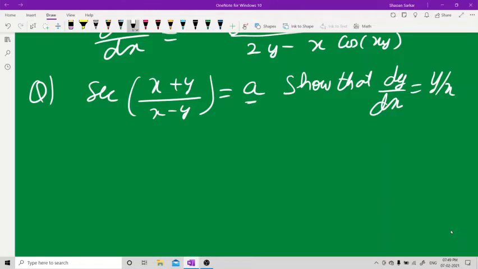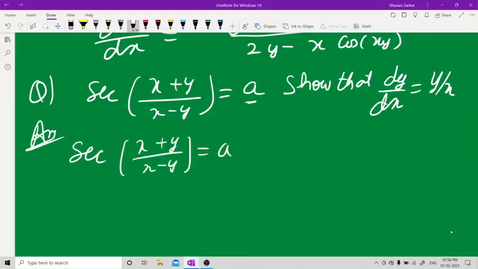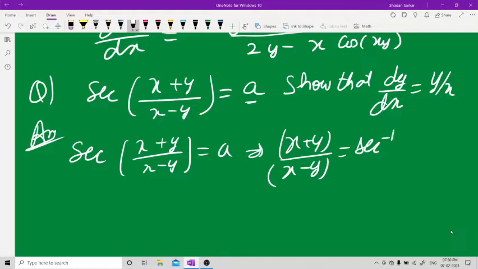Now, what you do is this. Write it this way. Sec, take the help of the constant. (x plus y) upon (x minus y) is a. This will give me (x plus y) upon (x minus y) is equal to sec inverse a. And sec inverse a is some constant because a is constant.